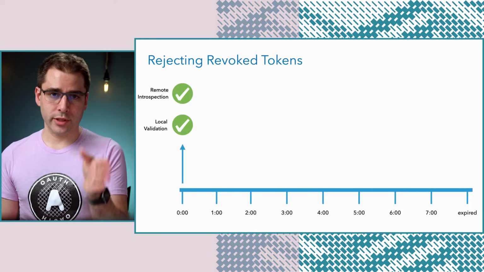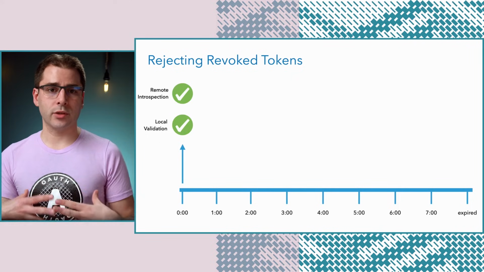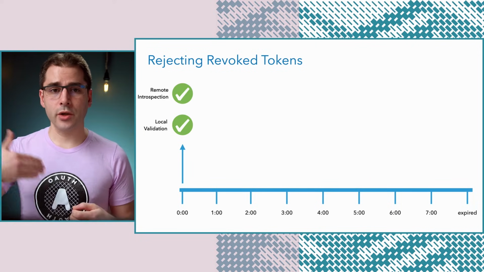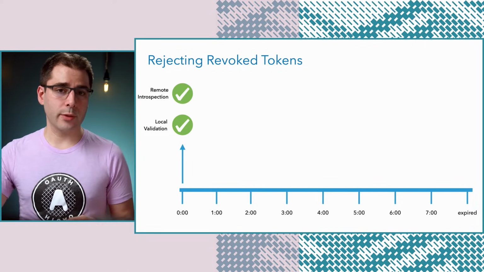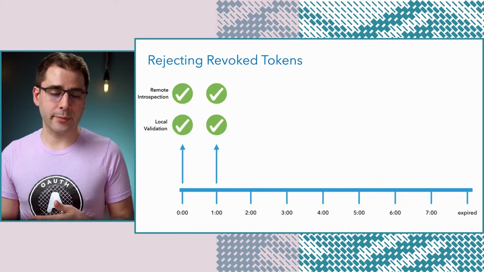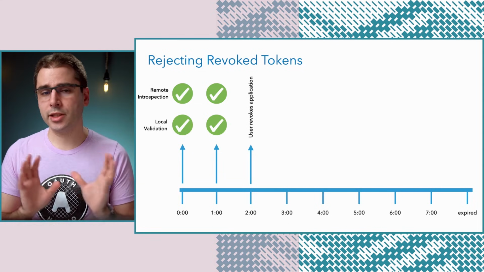At time 0, when the token is brand new, your API gets a request with the token, and it does local validation, which is very fast, and it says, yes, it's valid. If it does remote introspection, the slow but strong way, the OAuth server will also say, yes, it's valid. Great. An hour goes by, same thing. 2 hours goes by, and now something changes.